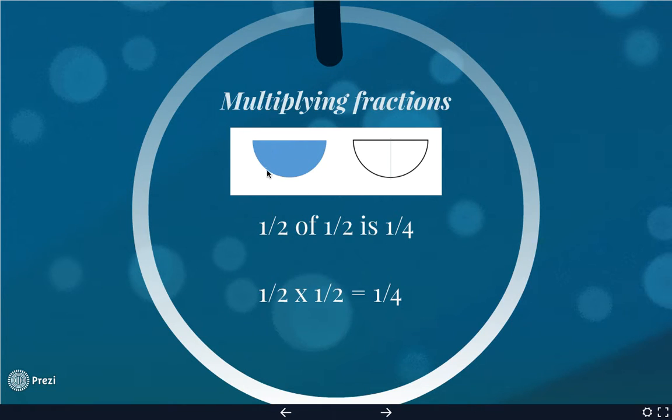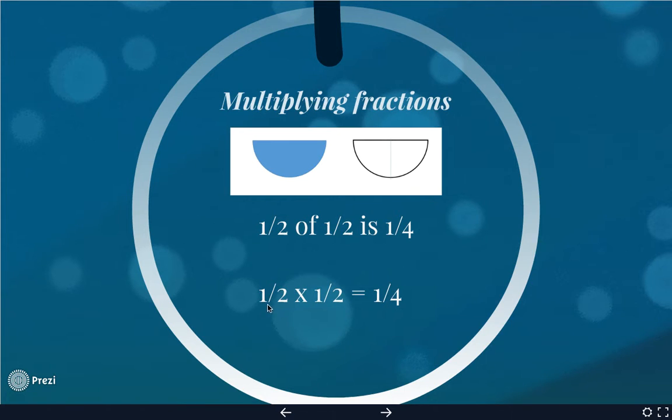If we take 1/2, see this half circle here, we're going to take half of it. So we're going to multiply the top and the bottom. 1 times 1 is 1, and 2 times 2 is 4. So half of a half is actually 1/4. If we took this half and cut it in half, then right here we have 1/4. And this is what it looks like when we write it out: 1/2 times 1/2 equals 1/4.